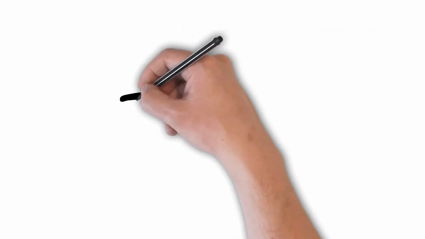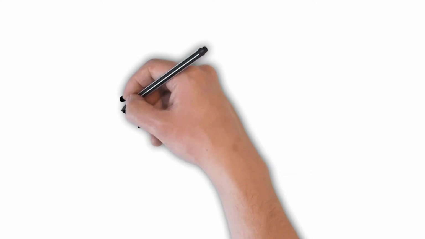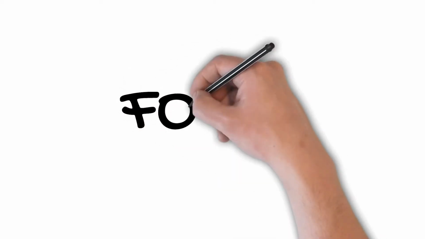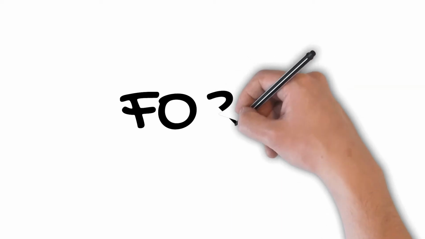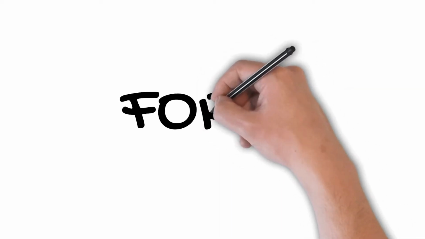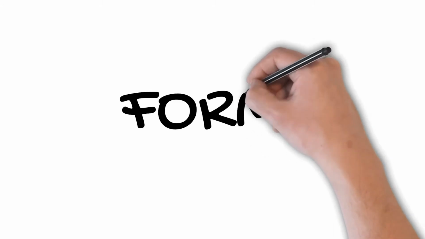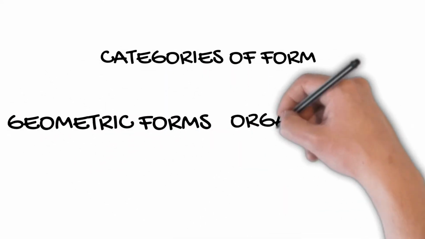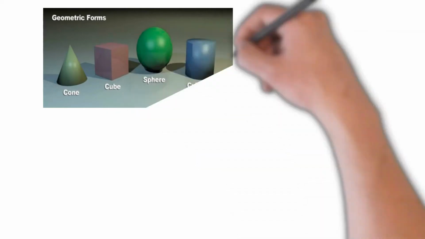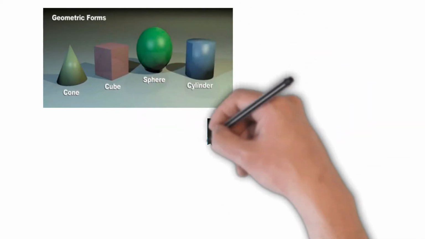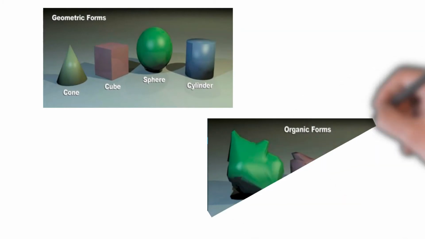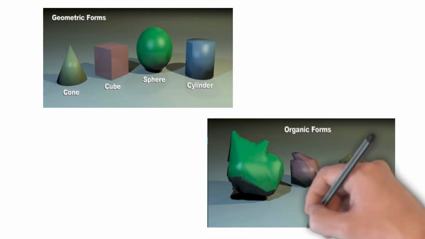Form. In terms of art, form refers to objects that are 3-dimensional. In other words, form is also a shape. The difference is that shape is 2-dimensional and form is 3-dimensional. Form also has categories just like shape: geometric form and organic form. Geometric form also has specific names. For example, sphere, cone, and cube. Organic forms don't have specific names and are associated with naturally occurring forms.